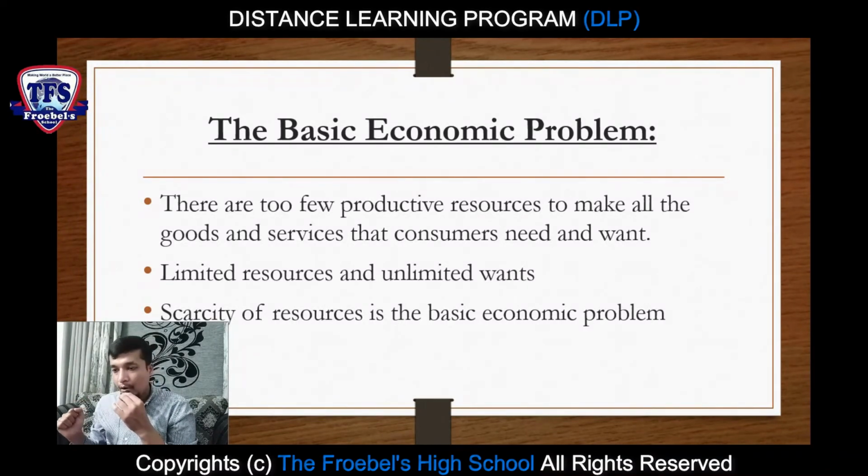Scarcity of resources is the basic economic problem. What is scarcity?